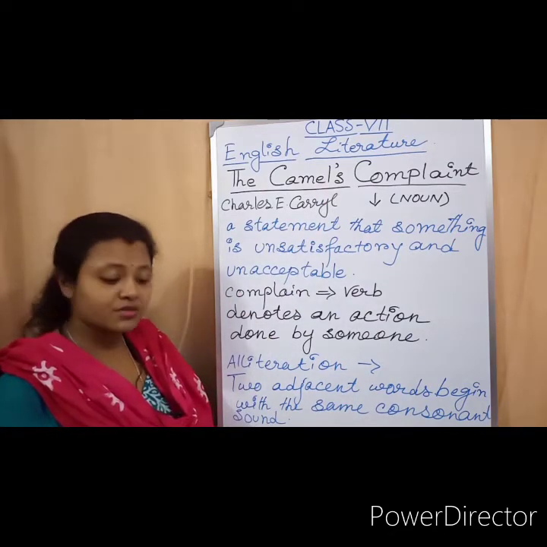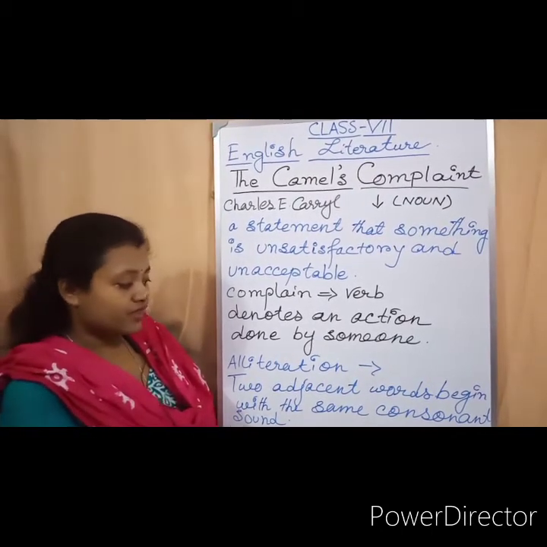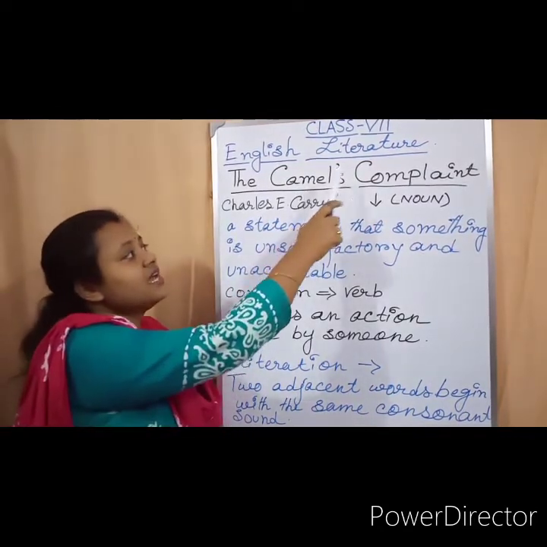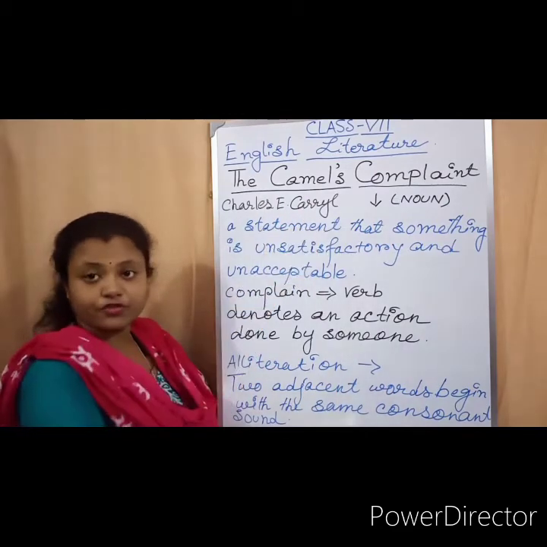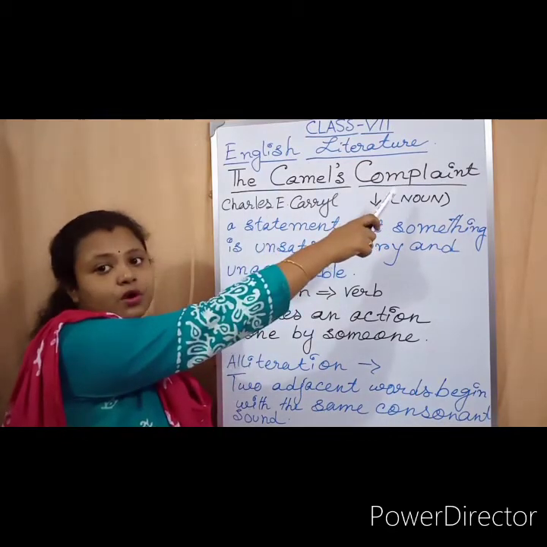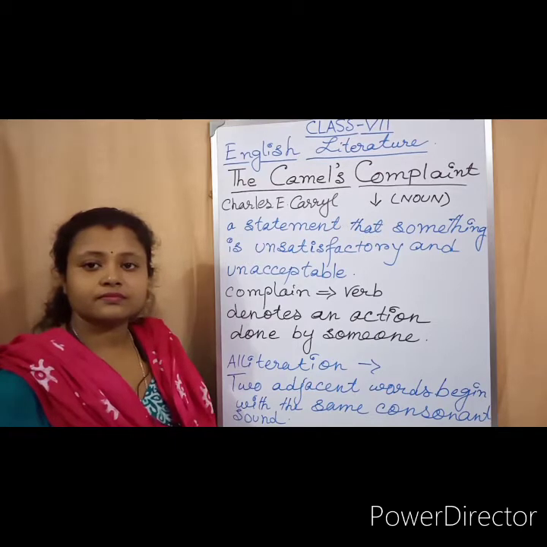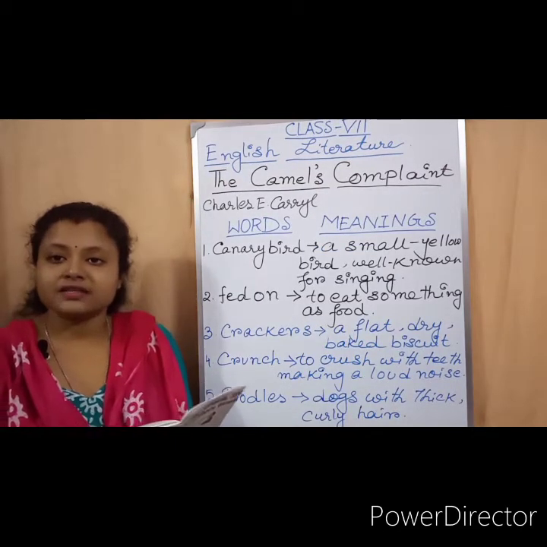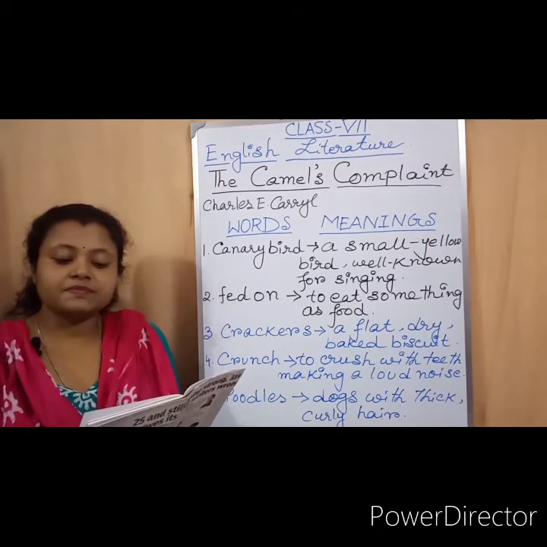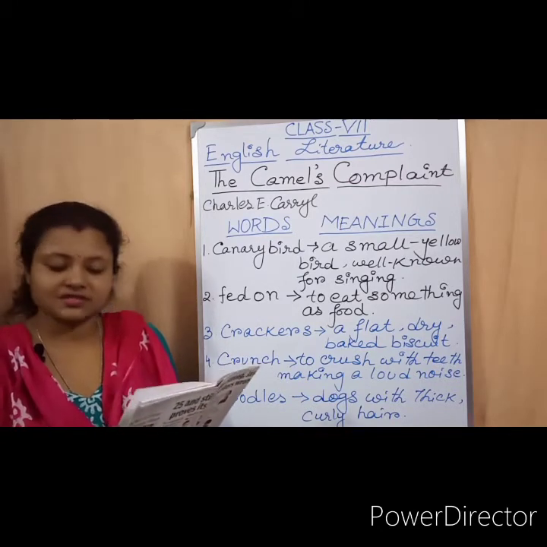So what is alliteration, students? Alliteration refers to two adjacent words that begin with the same consonant sound. Here you can see Camel's Complaint. The C, as I have already told you, has the K sound repeated in these two adjacent words. So there are 5 stanzas in the poem, and in each of the stanzas the poet describes how the camel is complaining of different things.